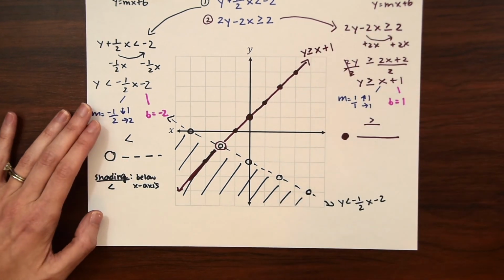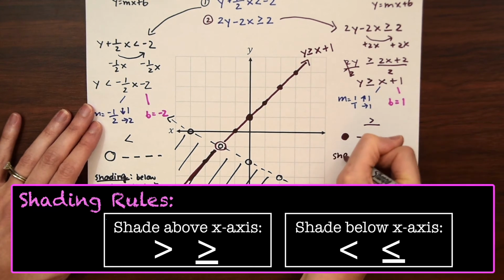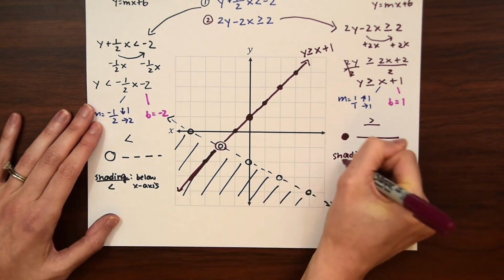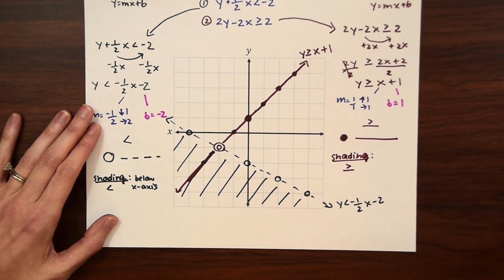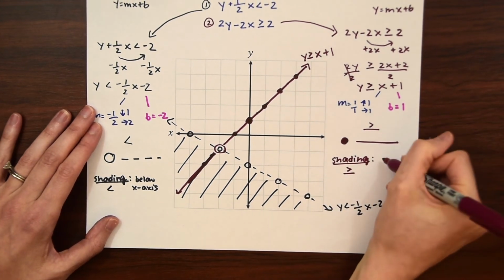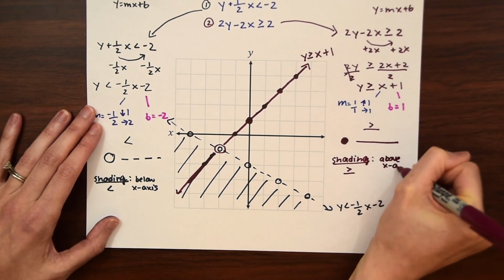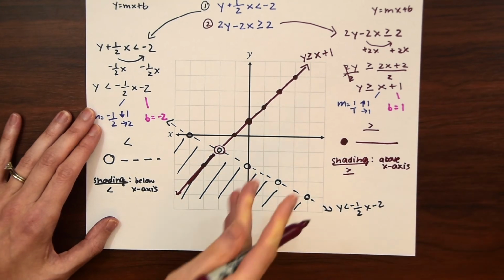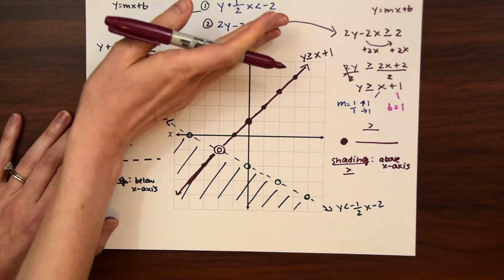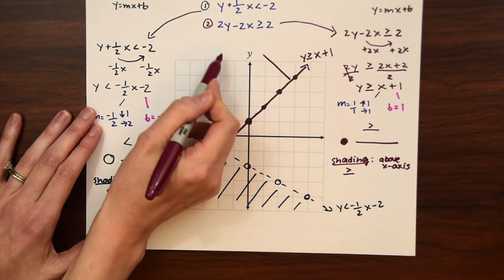And now we've got to keep track of shading, right? So for shading, we have this greater than or equal to sign. So that means we're going to want to go above the line for all those greater y values. So above the line is this way. So we're just going to shade this in.